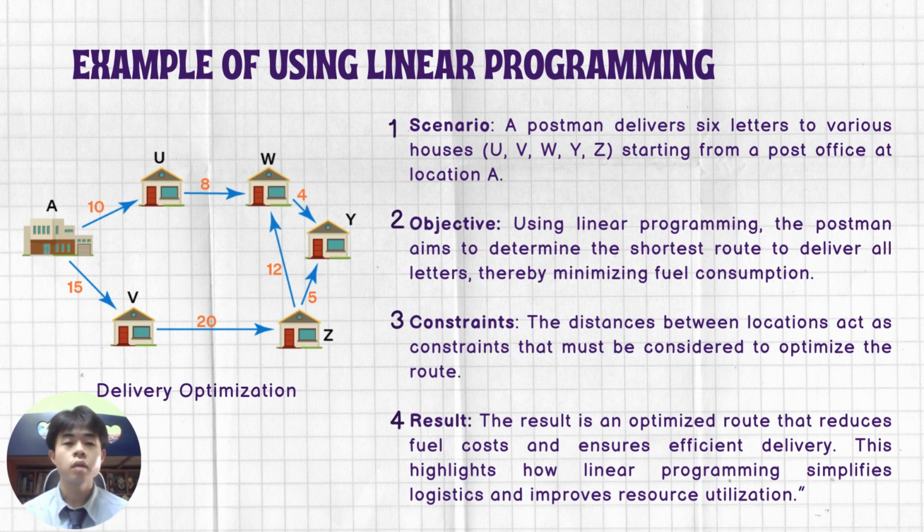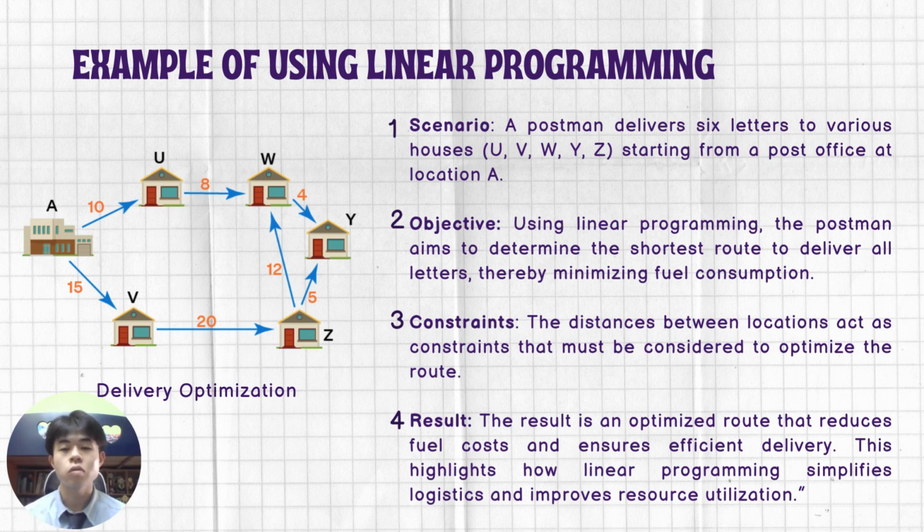Now I'm giving an example of using linear programming. The figure below is the delivery optimization. First scenario: a postman delivers 6 letters to various houses U, V, W, Y, and Z, starting from a post office at location A. The second one is the objective. Using linear programming, the postman aims to determine the shortest route to deliver all the letters, thereby minimizing the fuel consumption.